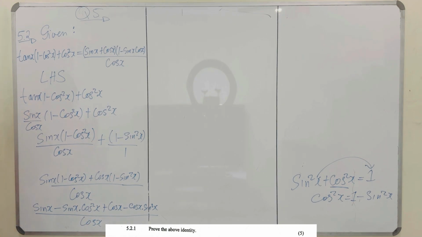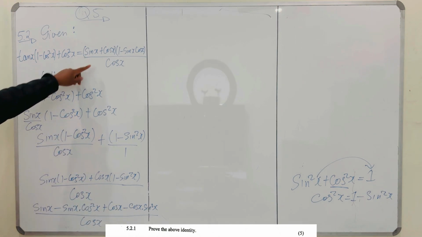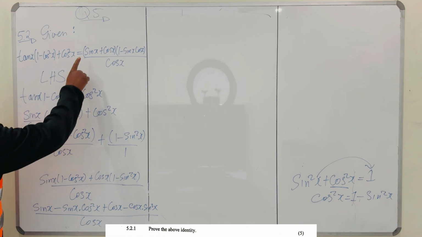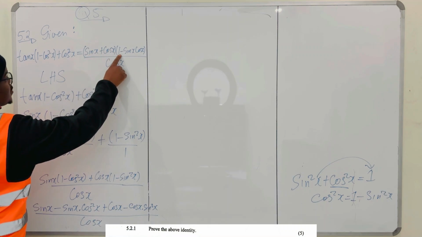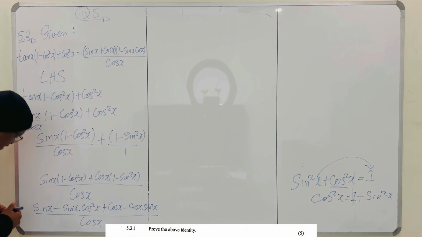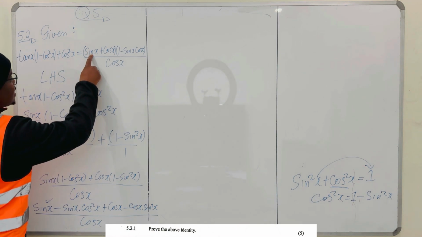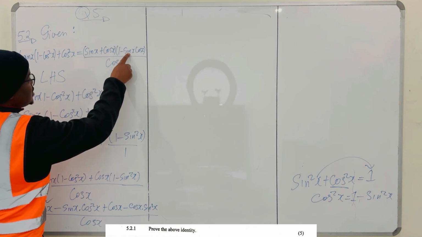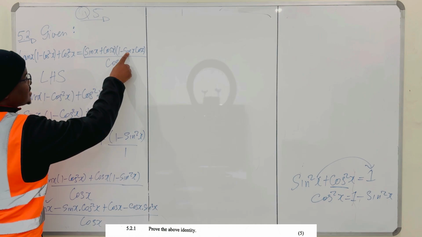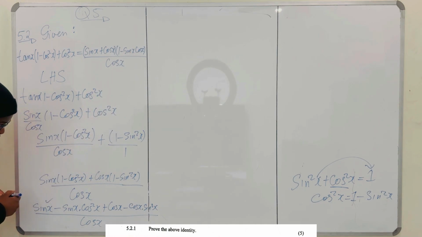No problem. So if you look at this and this, there are similarities. For example, your sine x times 1, you get sine x. So here is sine x here. The sine x times that, you get minus sine x squared cos x. Minus sine squared x cos x is this one here.